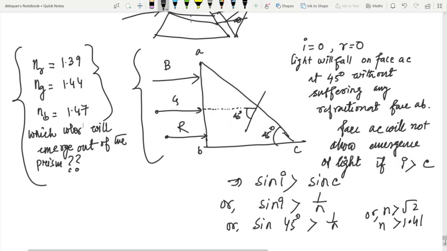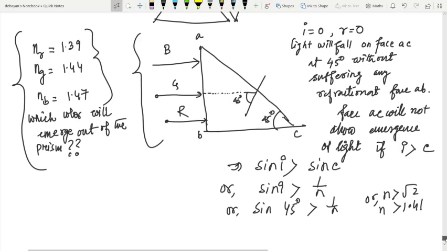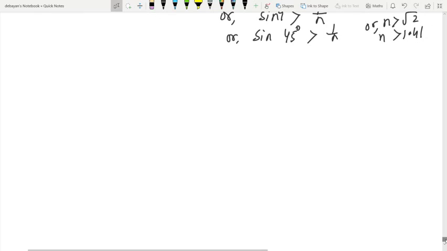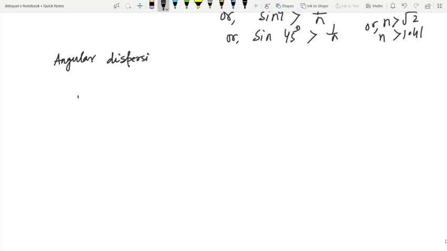Now there is another thing that you should know, the formulas for angular dispersion and dispersive power. Those are the two things: angular dispersion and dispersive power.